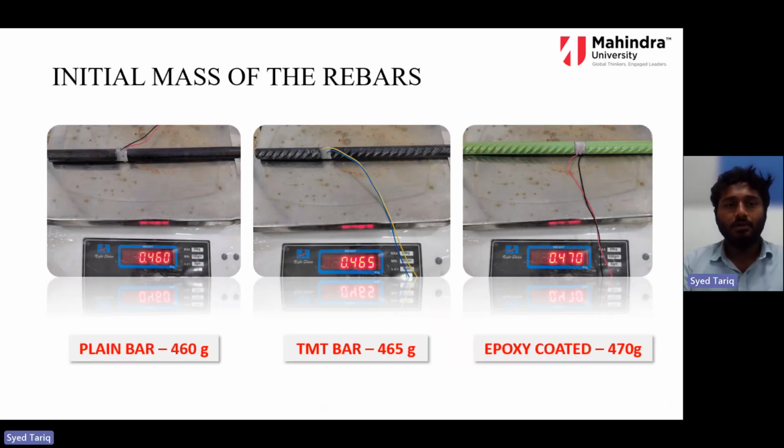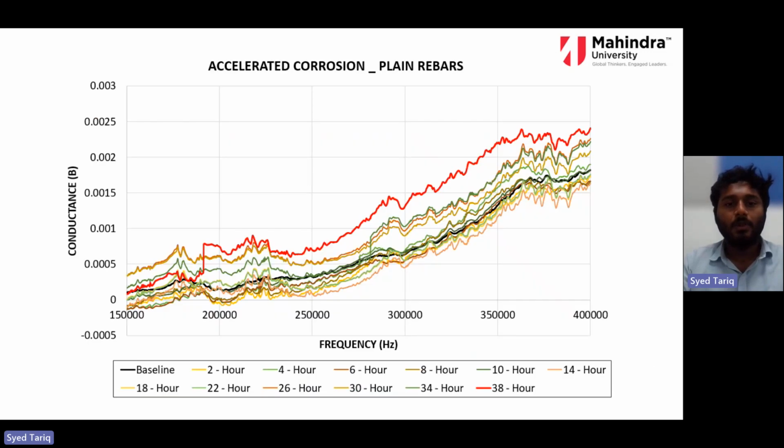And these are the initial masses of the rebars that you can see for the plain forged bar, the TMT bar, and the epoxy coated bar. So these are the initial masses. For each hour's data, these are the data acquired. These are the conductance signals of the structure. For example, this is the plain rebar conductance signals.